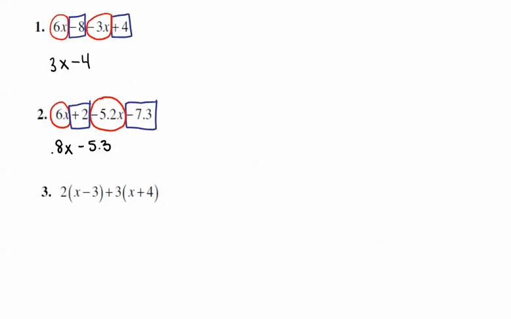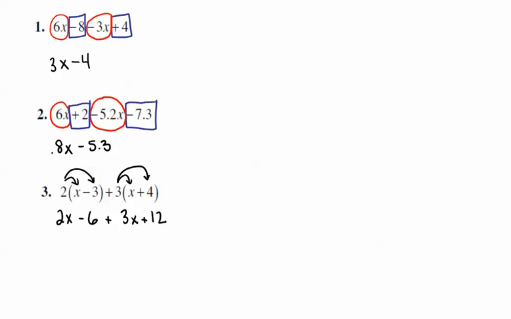With number 3, we have some distribution to do first. So we have to multiply 2 times x, and that gives us 2x, and then 2 times negative 3, which gives us negative 6, plus 3 times x, which is 3x, and 3 times 4, which is positive 12.